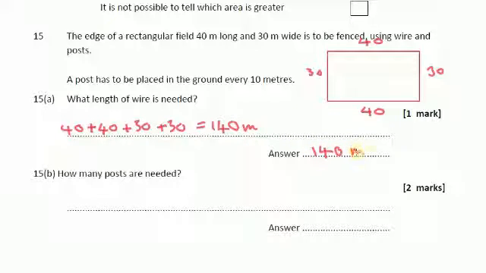Part B, how many posts are needed? So read there, it says a post has to be placed in the ground every 10 meters. So let's start with a corner post, then count 10 meters. So there's another post, another 20 meters, 30, 40. Same on the opposite side, the other 40 has 10, 20, 30, 40, like that. Along the 30 side you have 10, 20, and the 30 one is already there from the other side. 10 and 20 there. Okay.